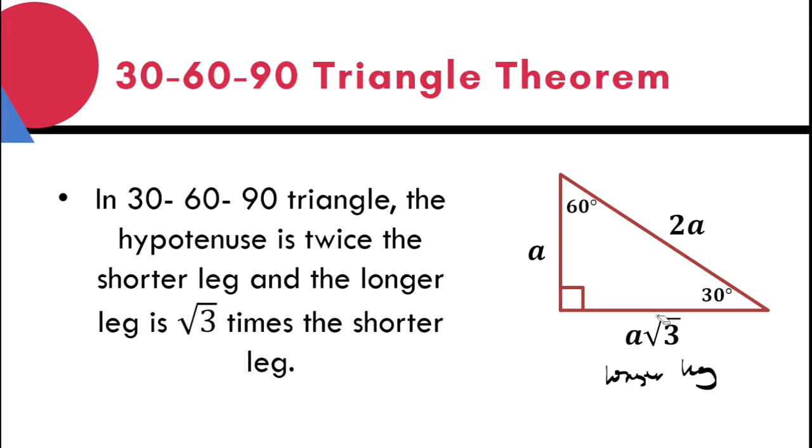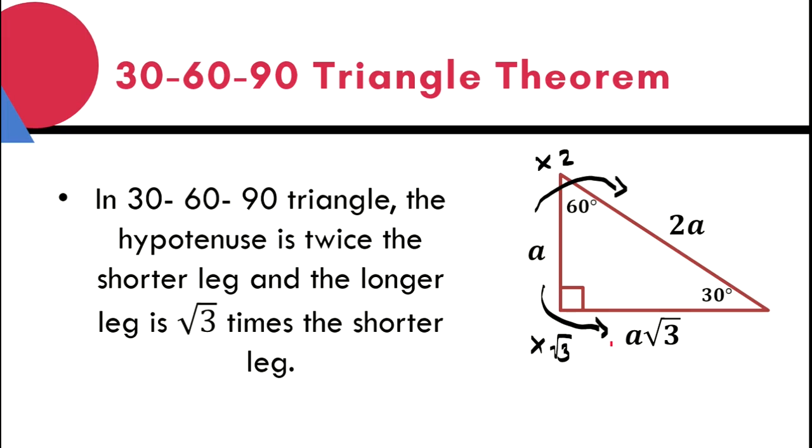Now let's apply the theorem. According to the theorem, given the shorter leg, to determine the measure of the hypotenuse, you just need to multiply the shorter leg by 2. So this is twice the shorter leg. And again, if the given is the shorter leg and we want to determine the longer leg, just multiply the shorter leg by square root of 3 to get the longer leg.